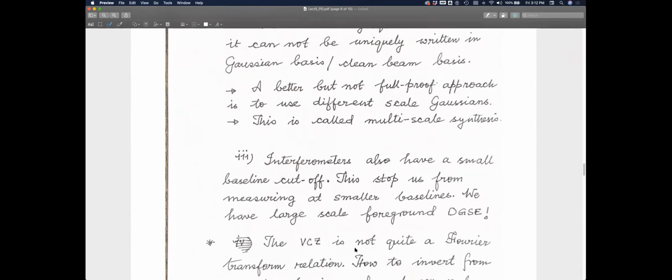So one way of doing a better approximation is what Arnav talked about. It's called multi-scale synthesis or multi-scale imaging, where instead of choosing a single width Gaussian, you choose multi-width Gaussians. Even today, there exist algorithms where people use a basis called shapelet basis, which is based on Gauss-Hermite polynomials. So you represent the sky in terms of a collection of Gauss-Hermite polynomials.